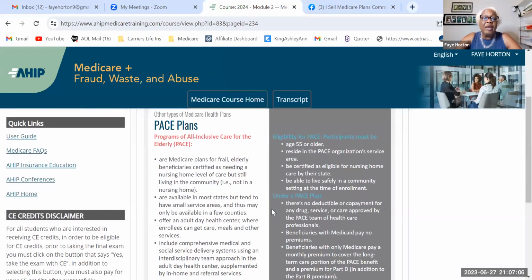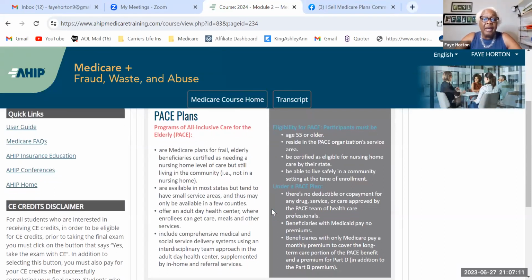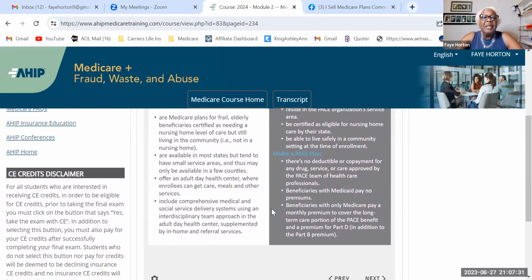PACE plans, another way of getting coverage. Programs of All-Inclusive Care for the Elderly are Medicare plans for frail elderly beneficiaries certified as needing a nursing home level of care, but still living in the community, not in a nursing home. It's available in most states, but tends to have small service areas and thus may only be available in a few counties. The PACE plan offers an adult day health center where enrollees can get care, meals, and other services.